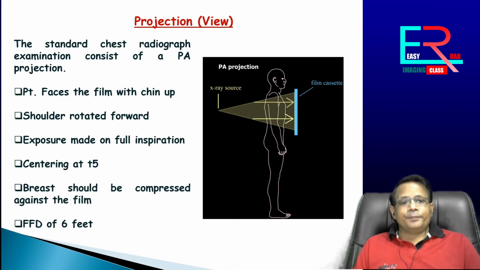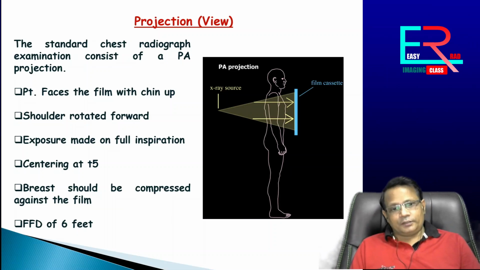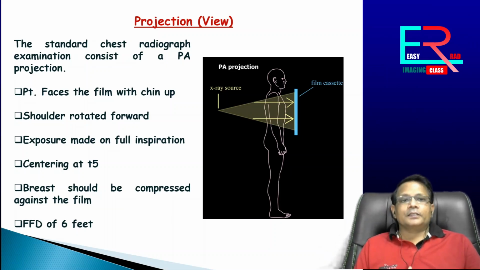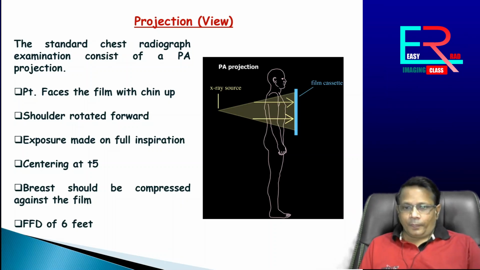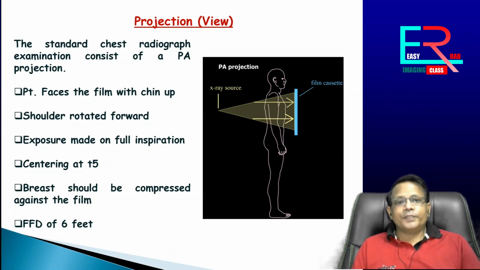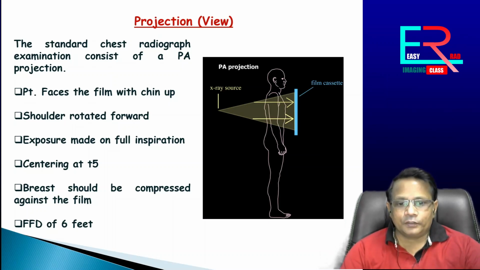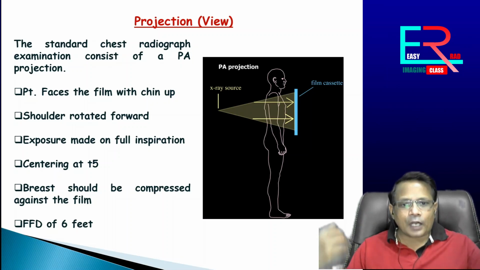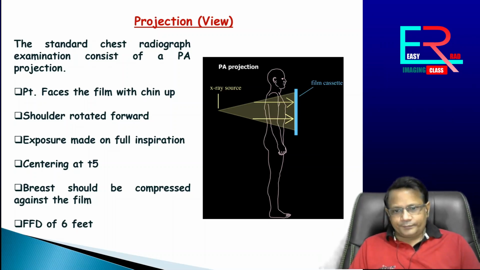Whether the X-ray is PA or AP, the PA view is the most important view. The standard chest radiograph is the PA, that is posterior-anterior projection. In this, the cassette is kept anterior to the patient, and the X-ray source, the X-ray tube, is kept at the back of the patient. While doing the chest PA view, the patient's shoulders should be rotated forward so that the scapula comes out of the lung fields, and you will be able to see the lung fields properly on both sides.